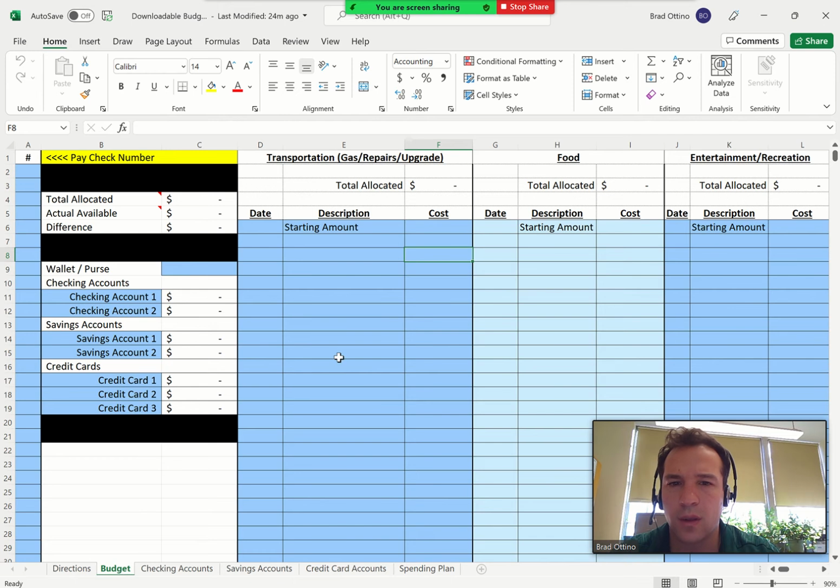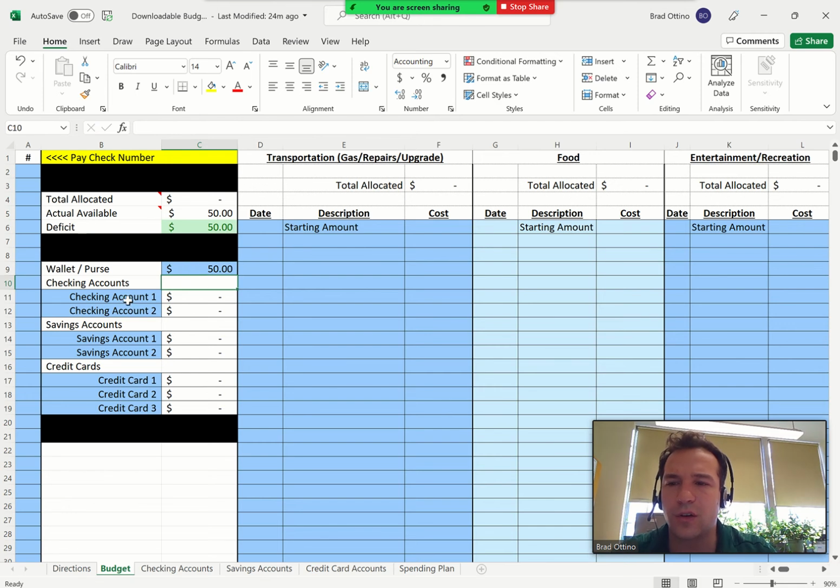In our first step, we're going to open up the Budget tab in the bottom left-hand corner. The purpose of a budget is to account for every dollar that we own, and we are going to allocate it based on our needs and our wants. So just to get started, I have $50 in my wallet. I'll put $50 next to wallet or purse.